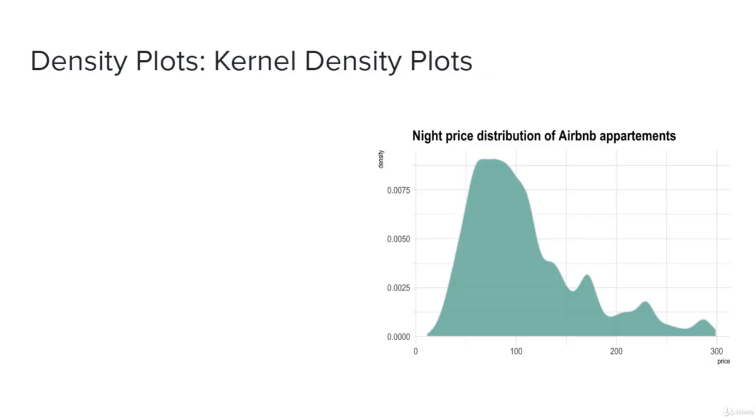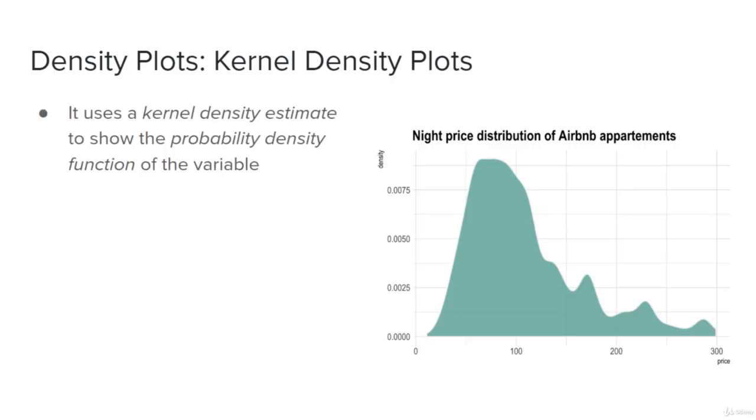Density plots are also known as kernel density plots because we're using a kernel function that is entirely mathematics. I won't go into the depth, but it uses a particular function. We feed the data into that function and it gives us these outputs, which are represented on the y-axis called density. For this example, we have the night price distribution of Airbnb apartments. So I feed the price into that function, called function x, it gives us a density, and then we plot this information on this graph.